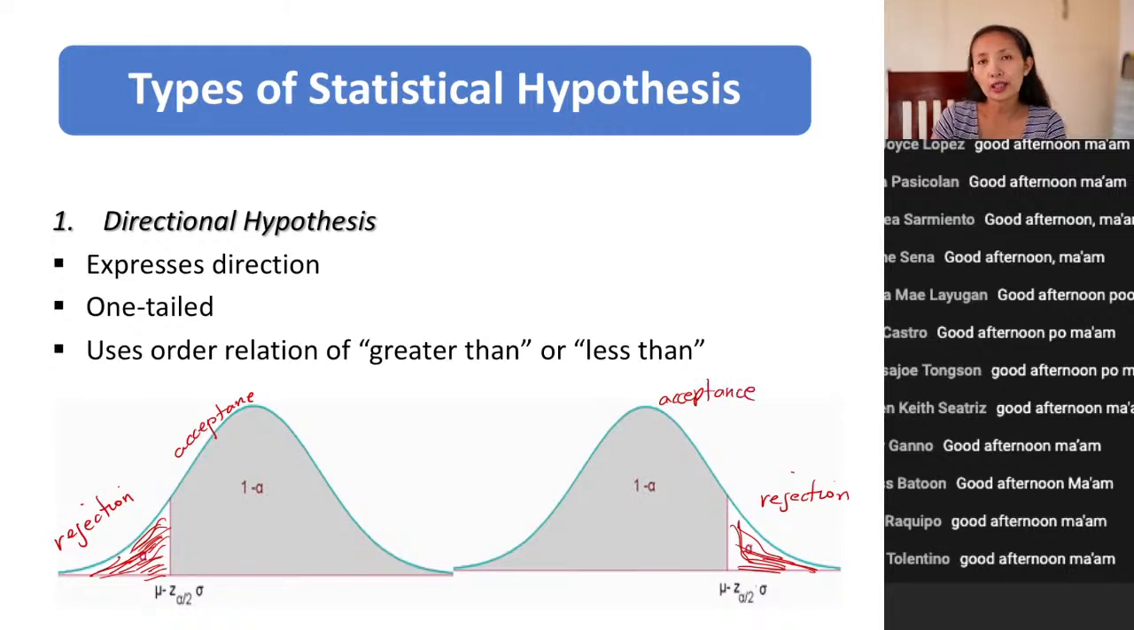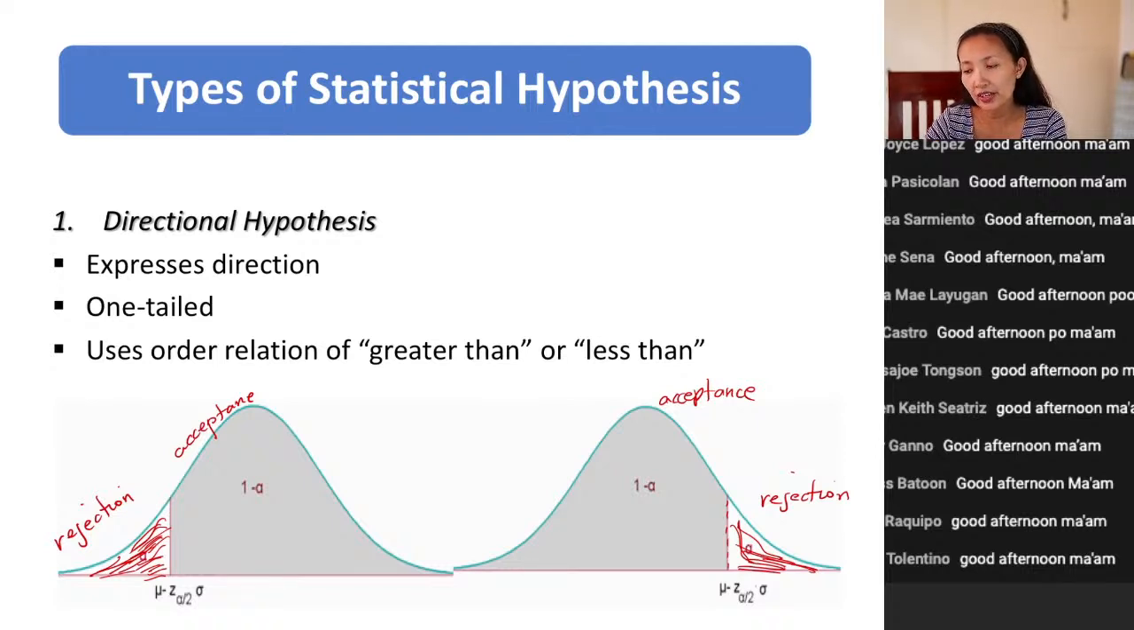Okay, for the traditional Z test, the uniqueness of the traditional method of hypothesis testing. Di ba meron tayong tabular value? Saan ang tabular value ito? The critical value. Okay? Critical value. And the computed value. Yes?